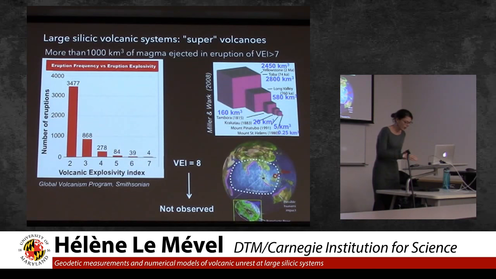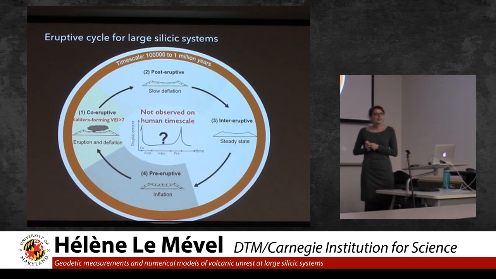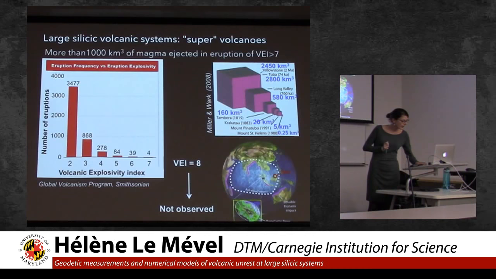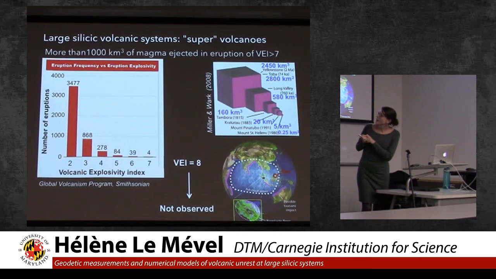Could you give us an example of the ones that reached number 7? I assume they are within human lifetime. VEI 7, I think it would be Tambora, 1815, yeah.